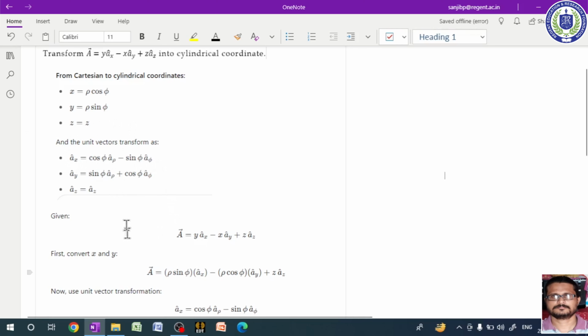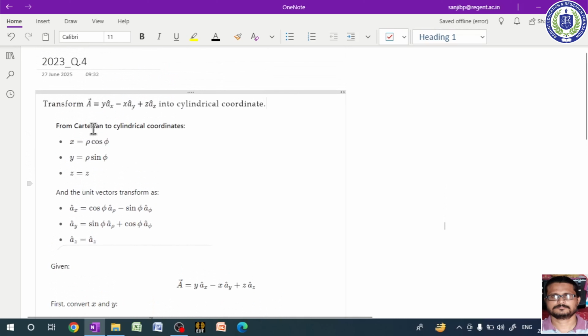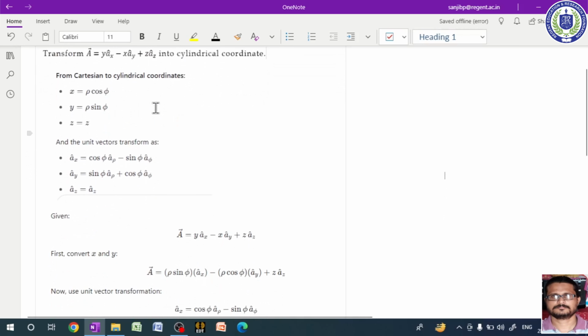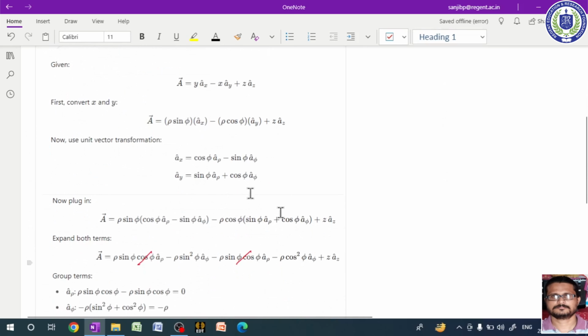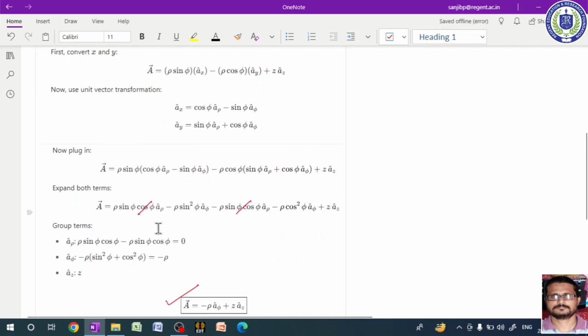Similarly, we get these two formula sets, and you know the formula. The question is that you just place rho sin phi in place of y, and in place of ax you write cos phi a rho minus sin phi a phi, and so on. Just place it over here. Here it is given in two parts. Just place it, then multiply, open the brackets, and you will see this part will cancel out and the rest of the part will remain.